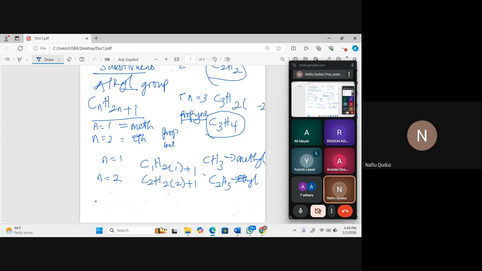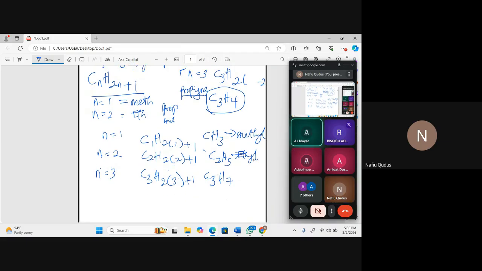When n equals 3, what do we have? We have C3, H2 into bracket 3 plus 1. So it is now C3, H2 times 3 is 6, plus 1 is 7. C3H7. You will see that this also follows what we call the homologous series, right? The name for this will be propyl.